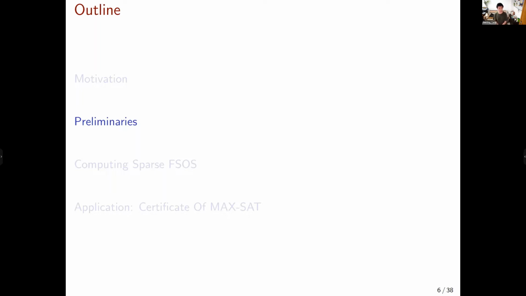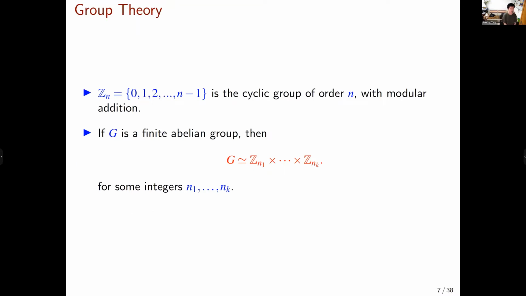Now, let's recall some basic knowledge of group theory and representation theory. Here, we write Zn to be the cyclic group of order n with modular addition. The fundamental theorem of finite abelian groups says that if G is a finite abelian group, then G is isomorphic to some direct product of cyclic groups for some integers n1 to nk.